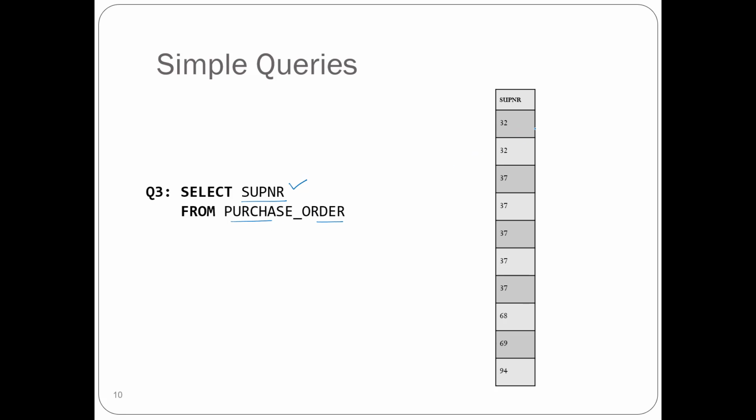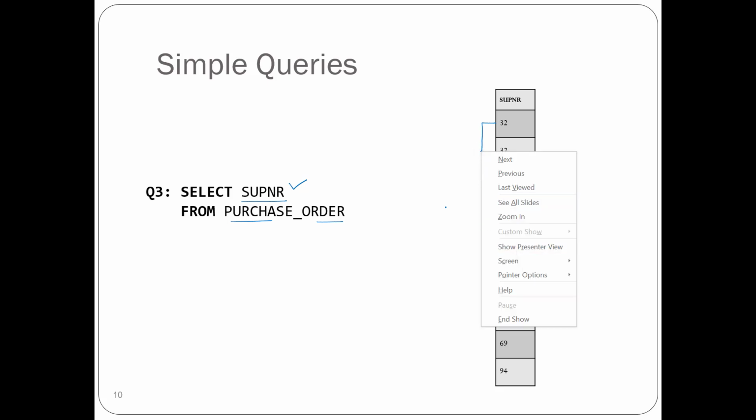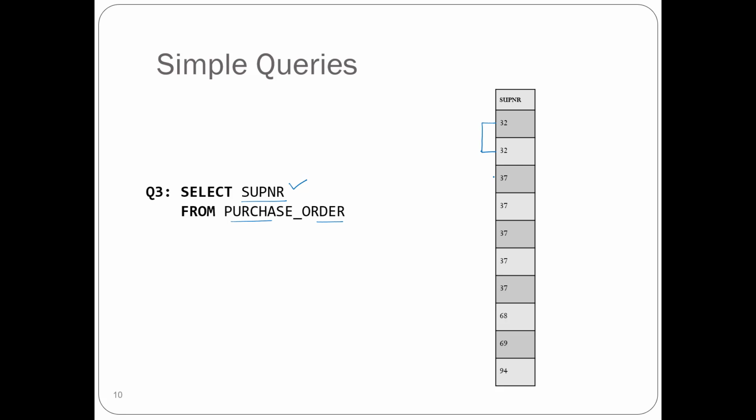Now one thing I would like to highlight here is the fact that we have some duplicates, 32, 32. I think only two instances of 32. After that we have 37, 37, 37, 37, and 37. 1, 2, 3, 4, 5. 5 instances of 37. 2 instances of 32. And one instance of 68, one instance of 69, one instance of 94.